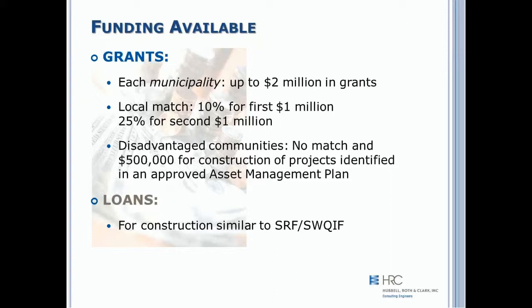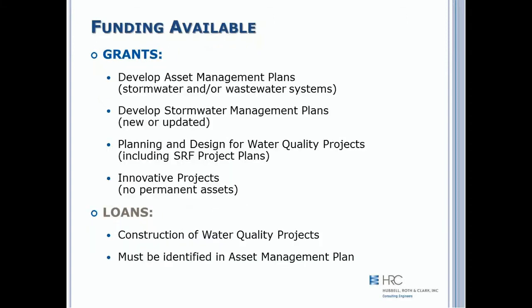So once this $450 million is used up, it's completely gone. So what are the major eligible activities? Again, developing an asset management plan. It's going to be the main thrust of this program. And those asset management plans can be for either stormwater or a wastewater system.